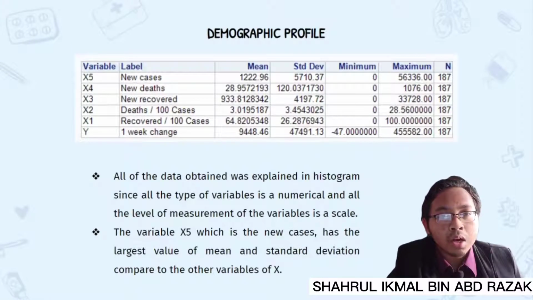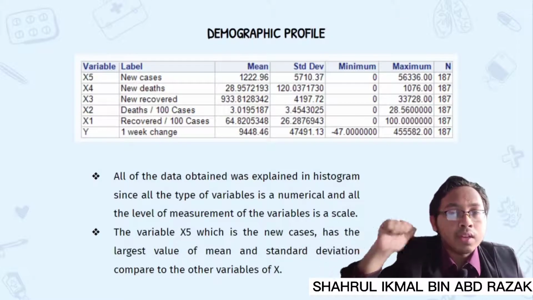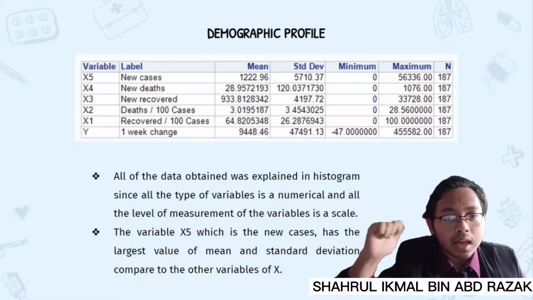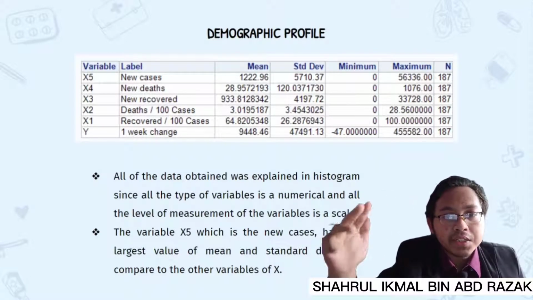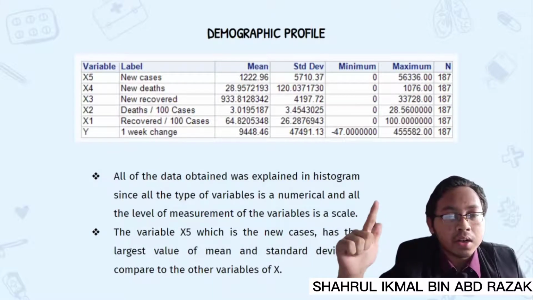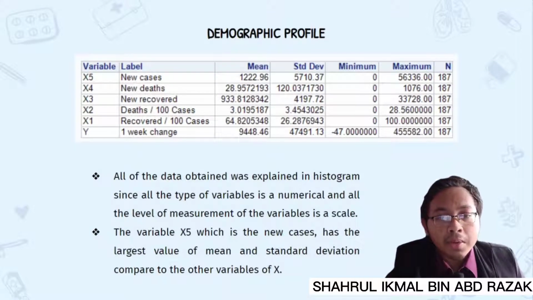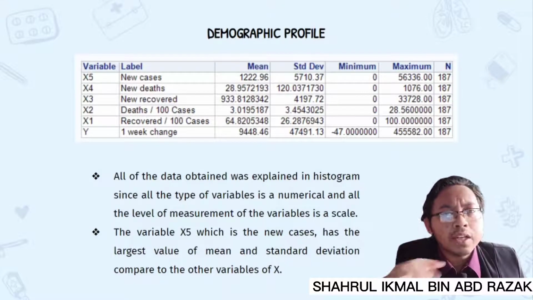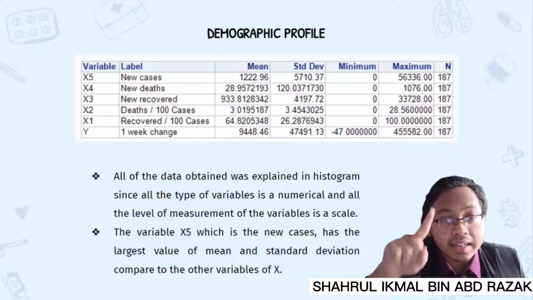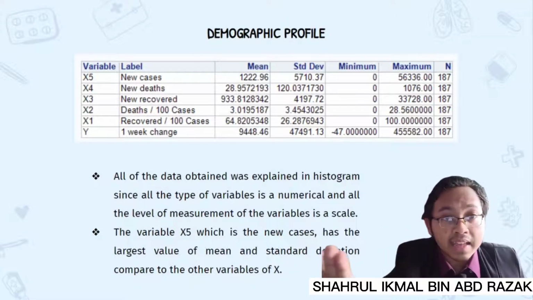Okay, now I will explain about the demographic profile. As we can see, this table of demographic profile consists of 7 columns, which are the variables x1 until x5 and y, the level of each variable, the mean, the standard deviation, the minimum, the maximum, and the total of each variable. All of the data obtained was explained in histograms since all the variables are numerical and the level of measurement of the variables is scale.